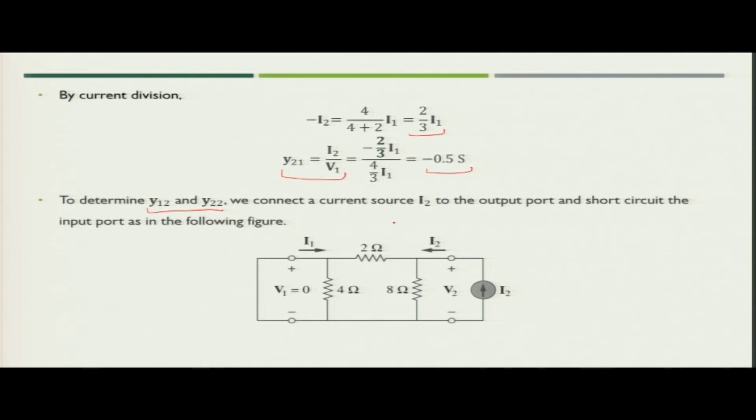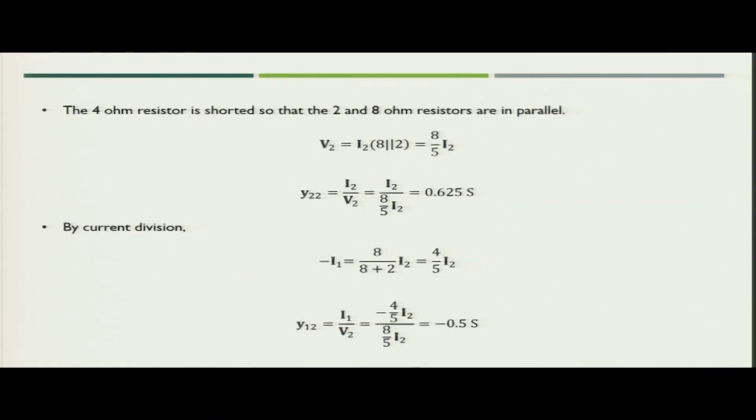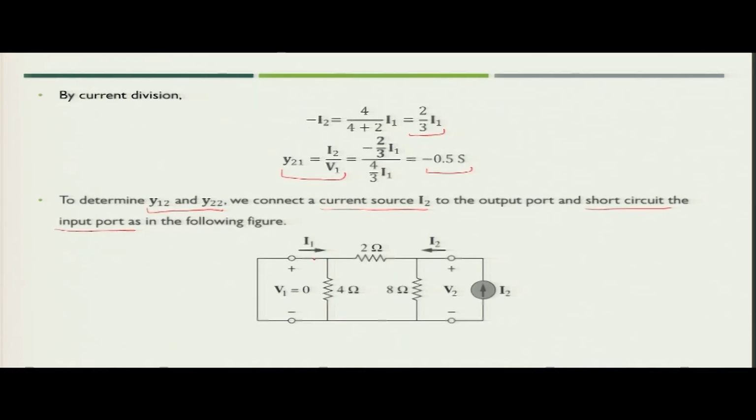So, in this case what we will do? We will connect a current source I2 at the output port and will short circuit the input port. So, your figure will look like as shown in the slide, where the input port is short circuited. In that case, your V1 will become 0 and I2 is connected to the output port. Now, in this case again the 4 ohm resistor will be short circuited, because the output port is short circuit.